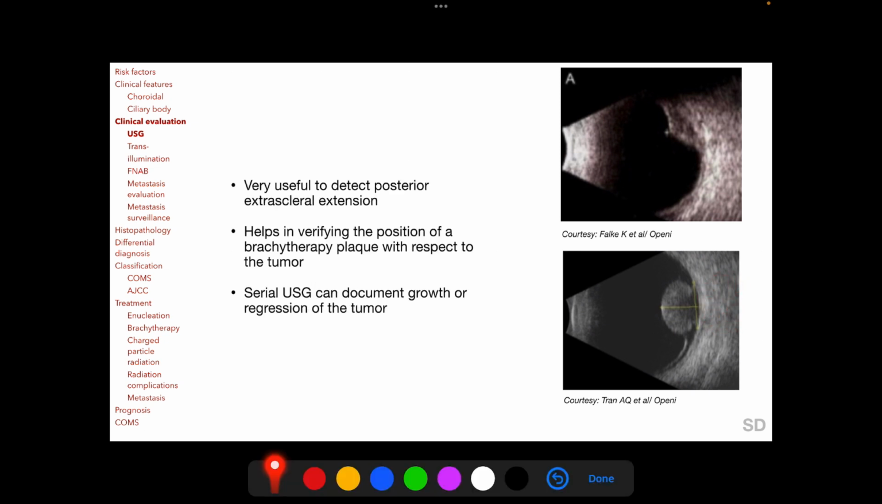Scan is very useful to detect posterior extrascleral extension, and intraoperatively it helps in verifying the position of a brachytherapy plaque with respect to the tumor. And serial ultrasound scans can document growth or regression of the tumor.